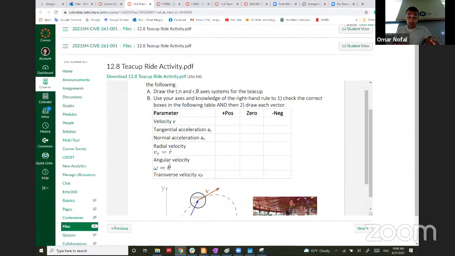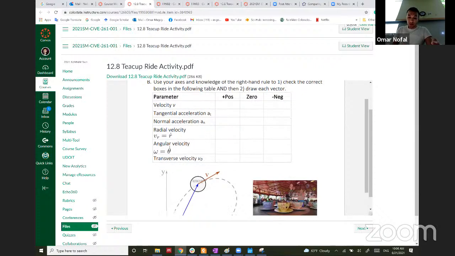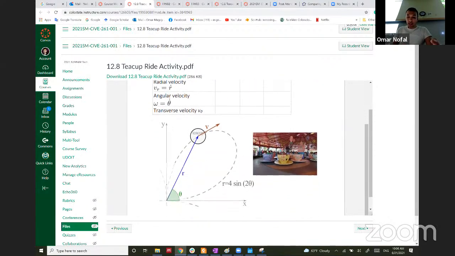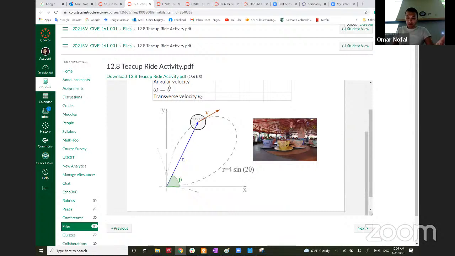What happens to the velocity? Is it in the positive or negative direction? And what about the tangential and normal acceleration, and also the radial and transverse velocity, and also the angular velocity? So we need to know the answer to all of these questions.